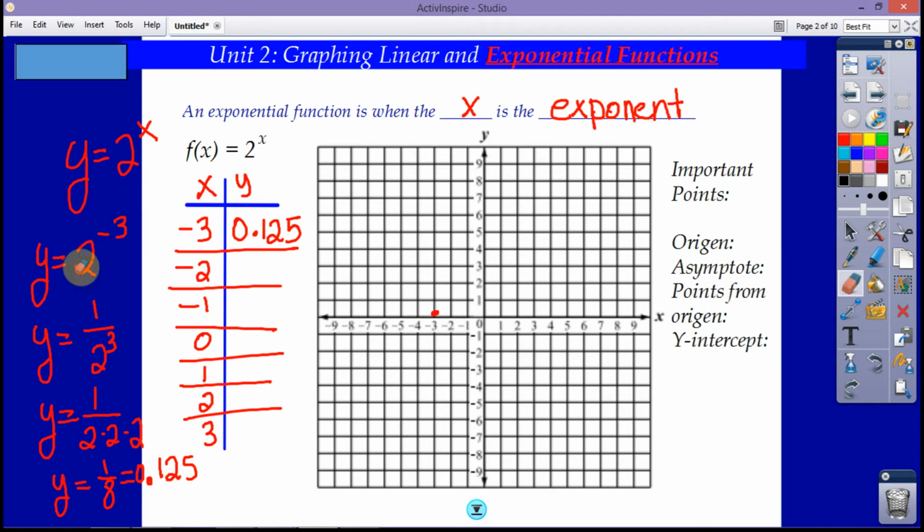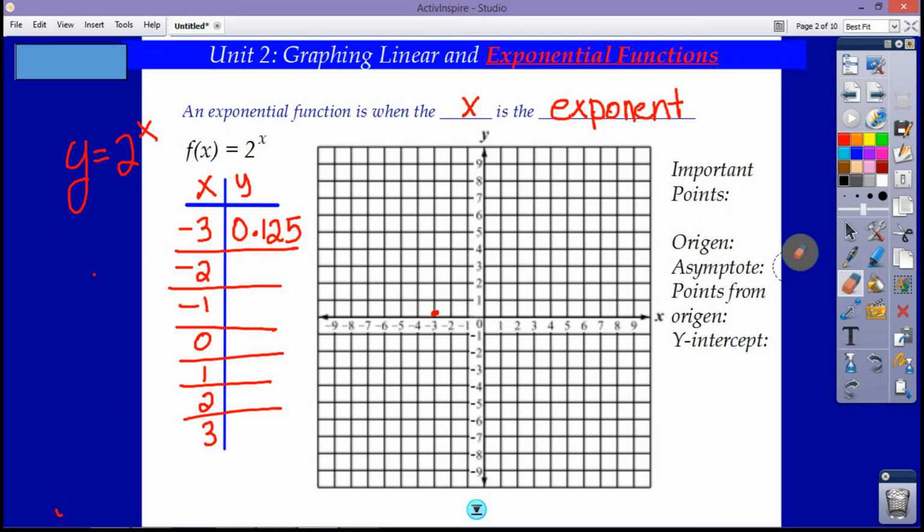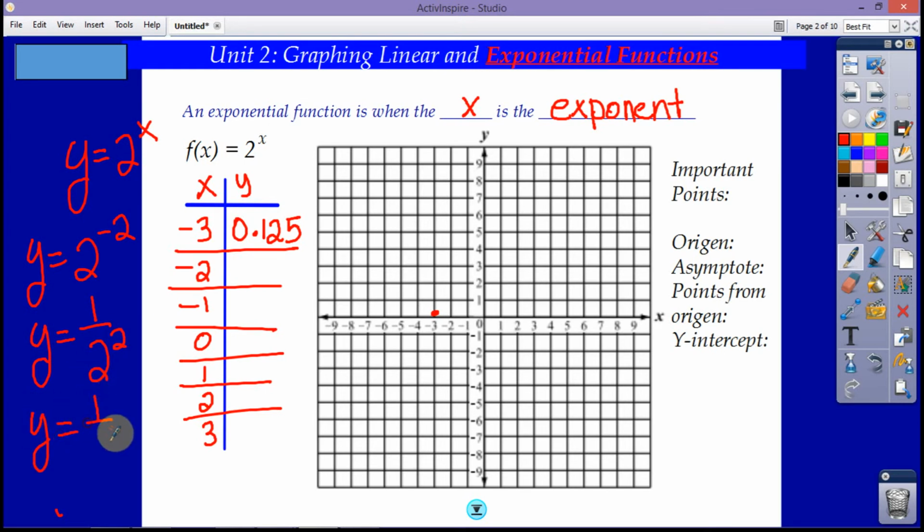So let's now plug in the -2. Let's see what it gives us. We're going to try to move a little bit faster. So y equals 2 to the -2. Remember, reciprocal, so we switch it into a fraction, and now the exponent is positive. So y equals 1 over 2 squared, which is 1 over 4, or 0.25. Then you go to -2 on the x, and a little bit up.